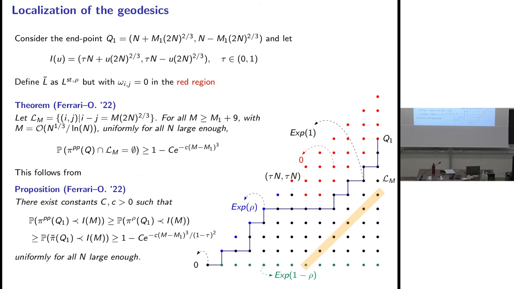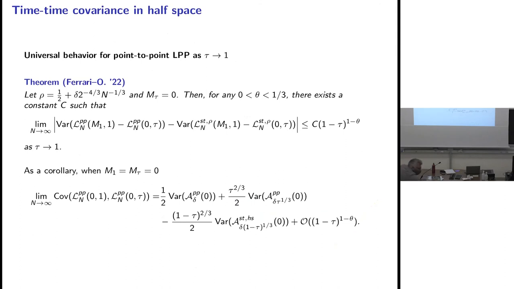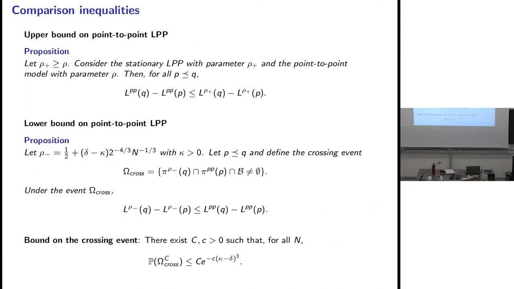Okay, so another result that we need to show is the result for the covariance. Yes. What? I'm trying to understand what your crossing event omega cross is. Would you have a picture of this? Yes, a picture of this.